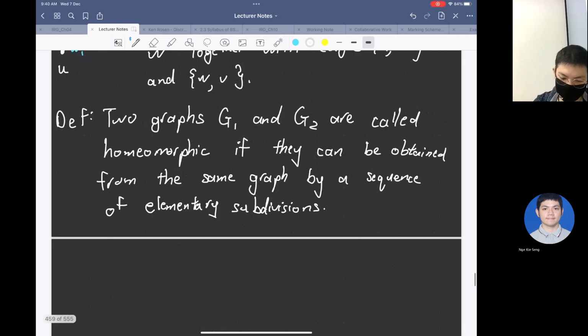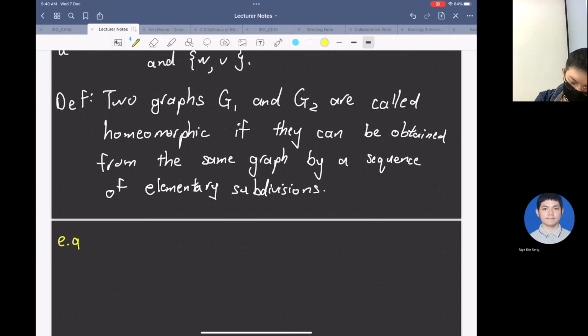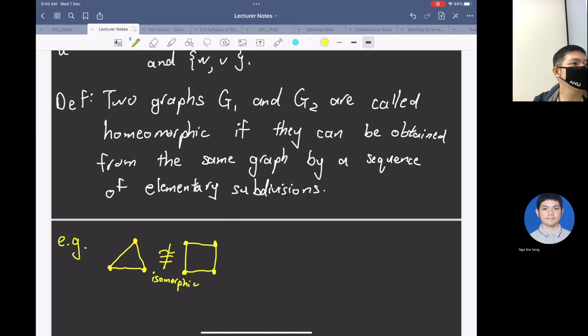Okay. So for example, last time we said that the C3, the cycle or the triangle, is not isomorphic to the square, right? You know why they are not isomorphic? Why are these two not isomorphic? It has to be a bijection of what? Vertices. Okay. So why are these two not isomorphic?